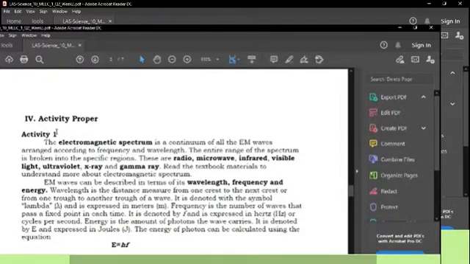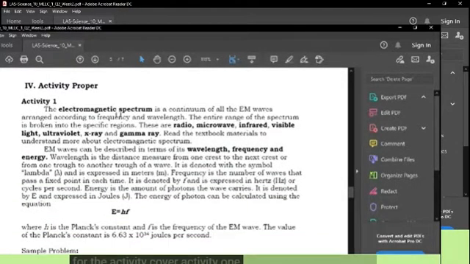For the activity proper, Activity 1, we have the electromagnetic spectrum, which is a continuum of all the EM waves arranged according to frequency and wavelength. The entire range of the spectrum is broken into specific regions. These are radio waves, microwave, infrared, visible light, ultraviolet, X-ray, and gamma ray. Actually, there's another one, the last one, which is the cosmic radiation, but it's not included here in your module, so it's okay. You're going to read the textbook materials to understand more about the electromagnetic spectrum.